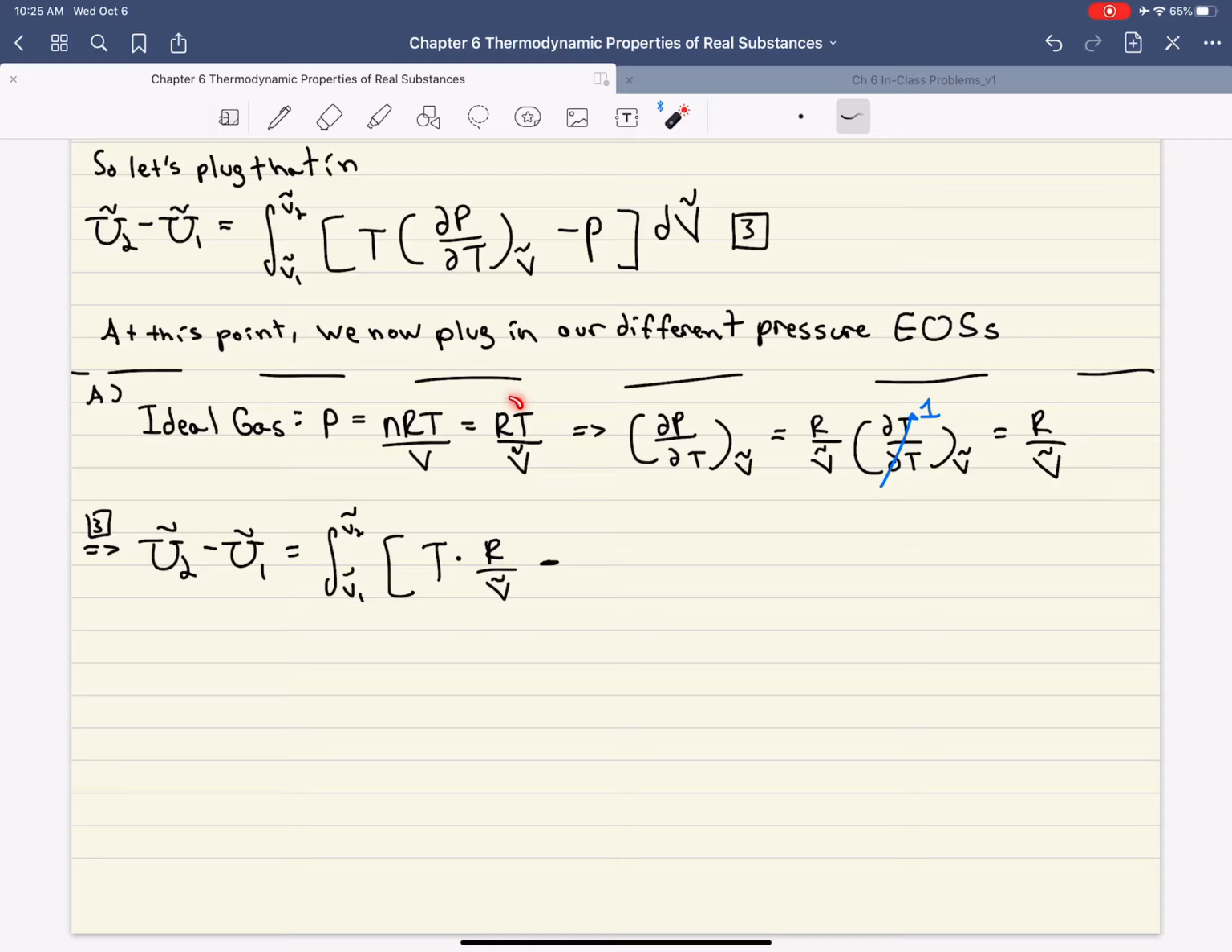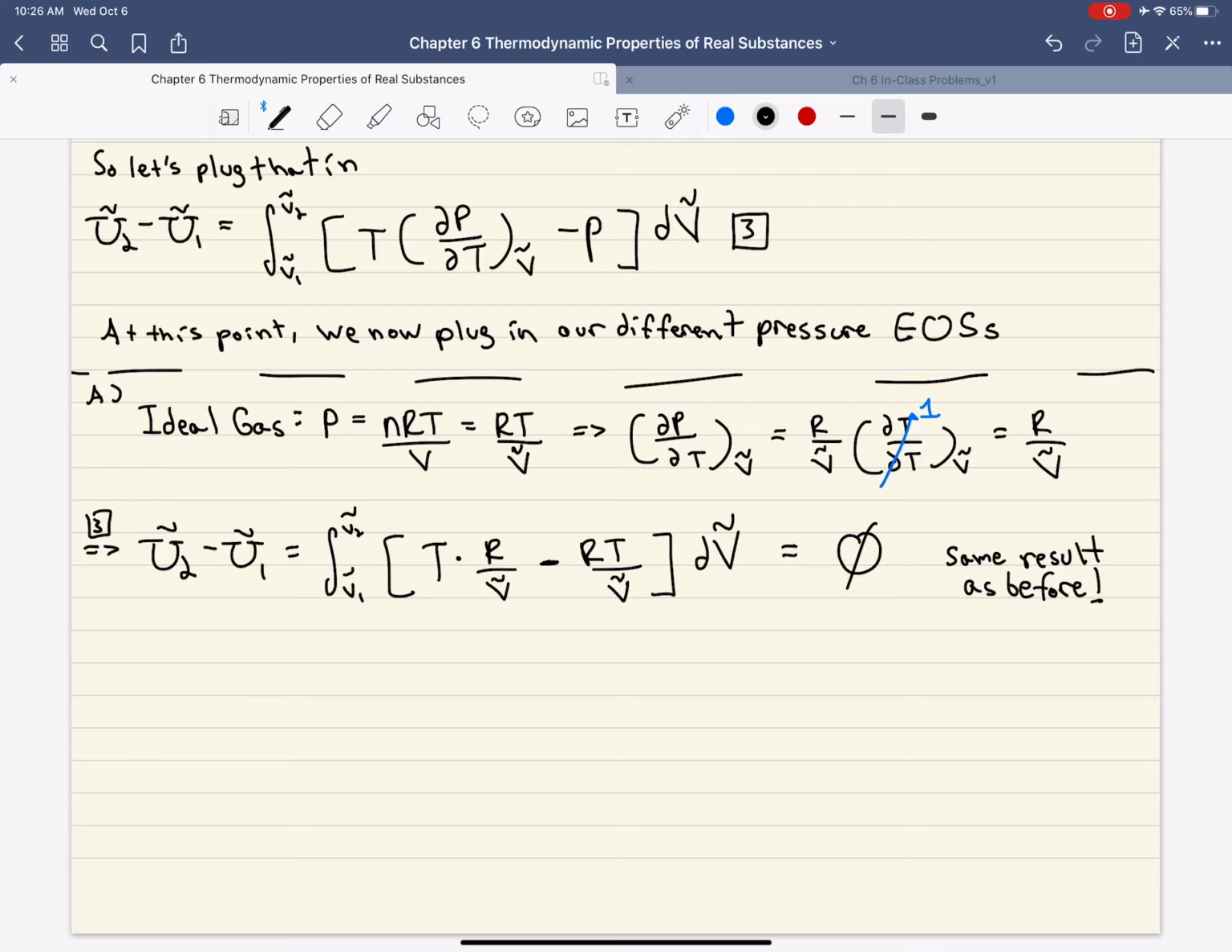And from the ideal gas law, we know what pressure is: RT over V. Okay? As you can see, this first term is RT over V, and the second term is negative RT over V. And so what we get in the end is just 0. Alright, so for the ideal gas law, we showed that if we have an isothermal system, the differences in the internal energy are going to be 0. So this is the same exact result that we assumed before.